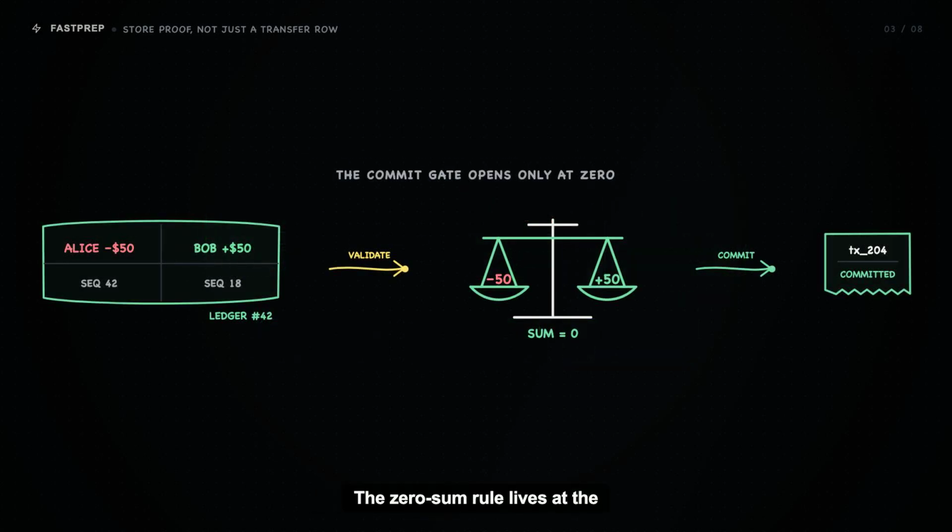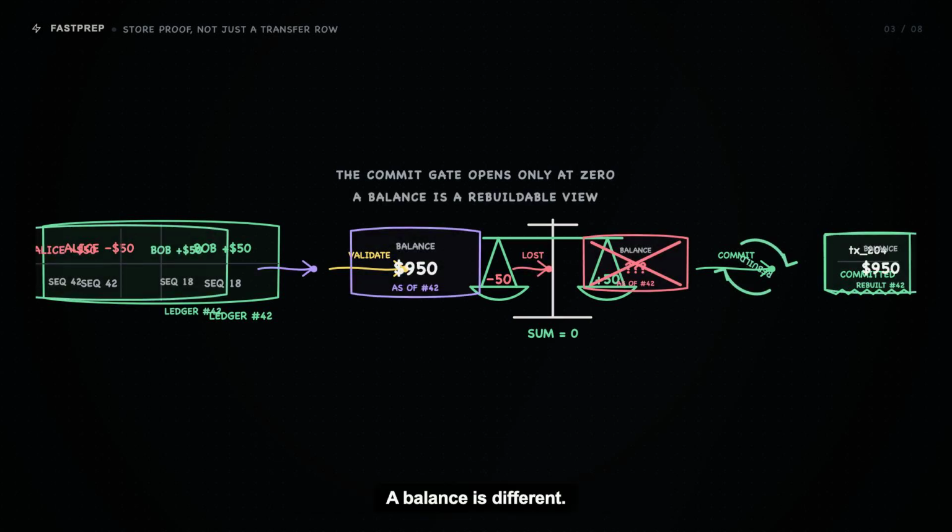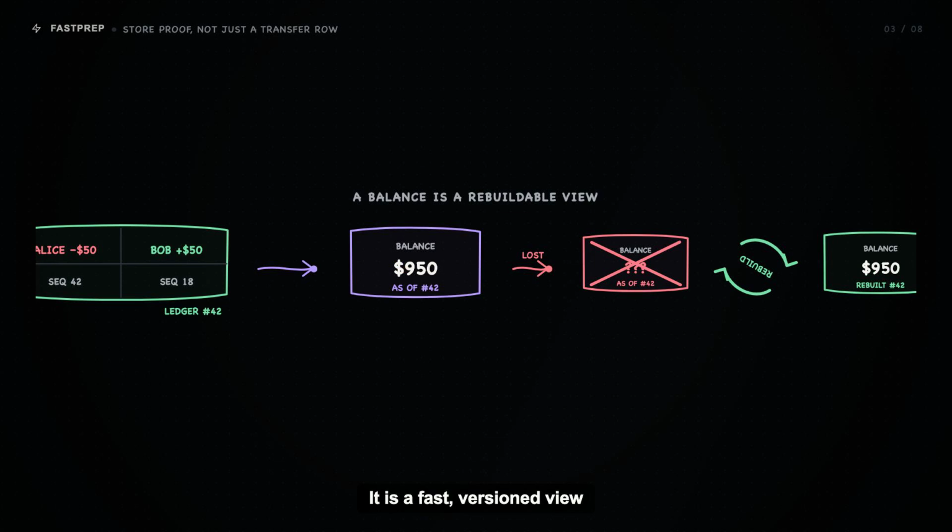The zero-sum rule lives at the transaction boundary. We can support 2 entries or 20, but they all commit together and their signed amounts must add to 0. A balance is different. It is a fast, versioned view derived from immutable entries. Its applied sequence tells the caller exactly how fresh that view is. If the projection disappears, the ledger still contains enough truth to rebuild it.